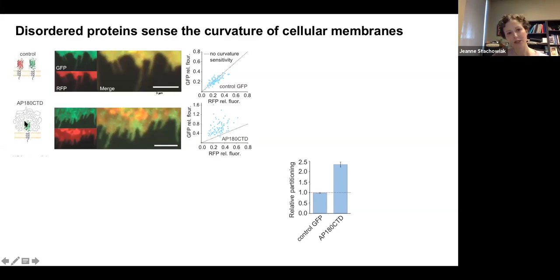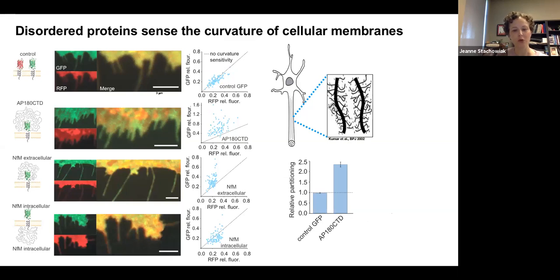But in contrast, when you express this disordered domain, you see some positive partitioning to the filopodia, which makes the filopodia look green. And then you can also think about what would happen if you put the disordered domain on the other side of the membrane. Now, we can't do that with these endocytic proteins because they would bind all their endocytic binding partners. So we use that same neurofilament chimera, and we put it both outside as well as inside. When it's outside, it does the same thing as we saw with AP180. It makes the filopodia look green, so it's sensing their curvature and preferentially localizing to them. But if we put it on the inside, instead it wants to move away from the filopodia, and you see them here looking a little red.